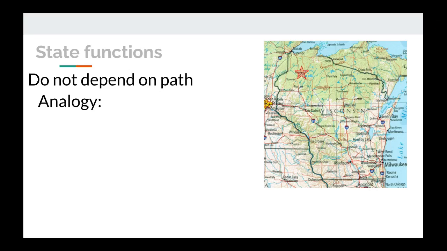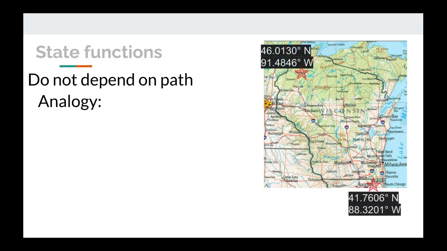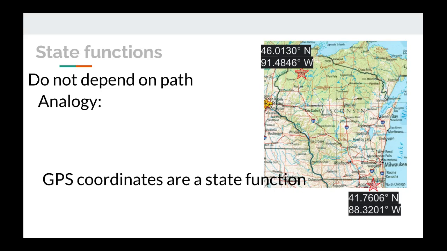I live in Hayward, Wisconsin. I have a brother that lives west of Chicago, and if I want to go to his place, there are two ways that I could think about getting there. One is I could look at the difference in latitude and longitude that I would experience as I travel from Hayward to his city. GPS coordinates are an example of a state function.